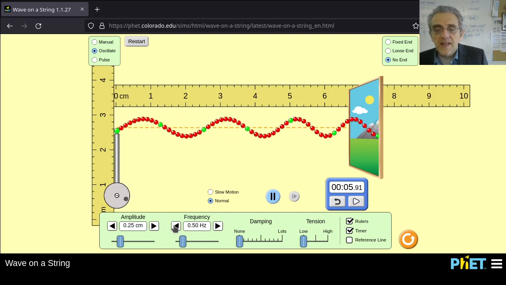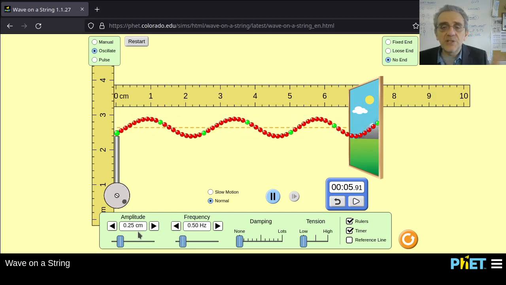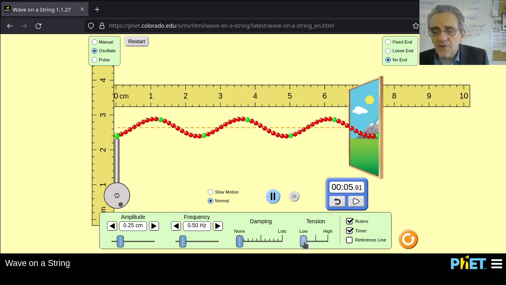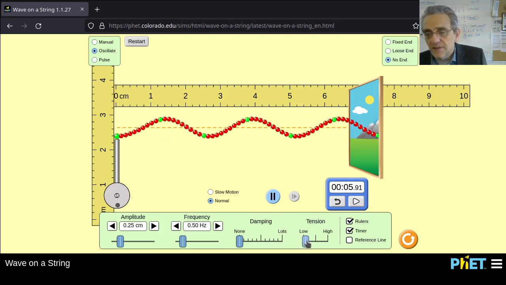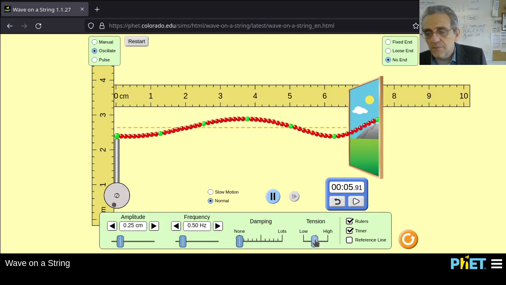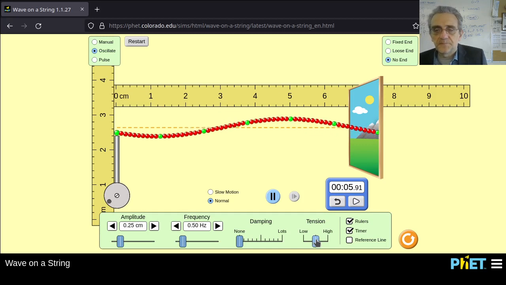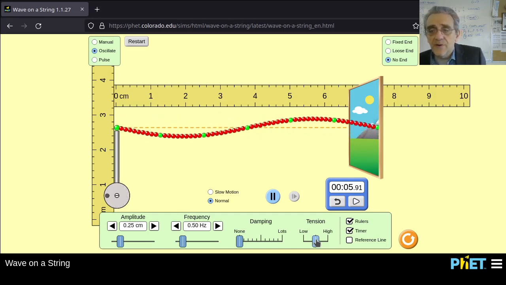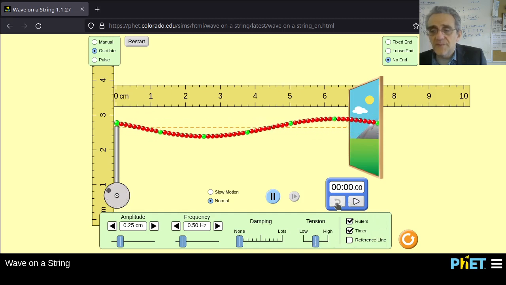Okay? And we can actually leave the amplitude as it is now. But let's increase the tension to perhaps, let's say, halfway. Okay? Now, let's reset the timer.